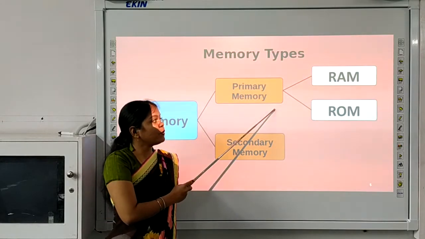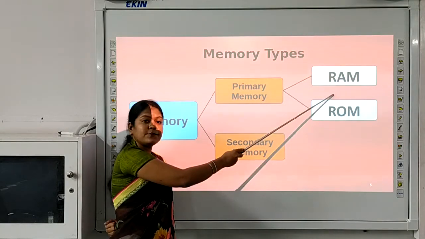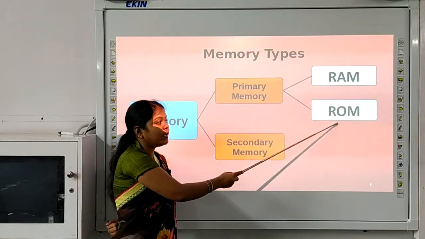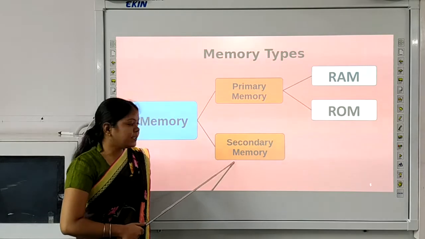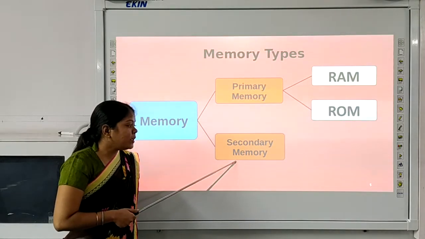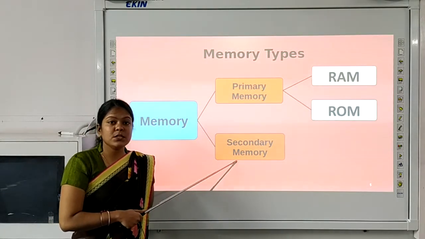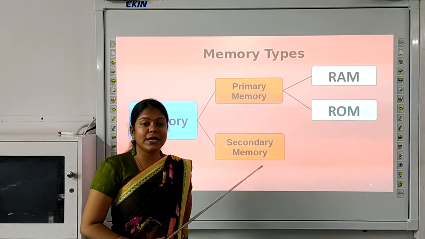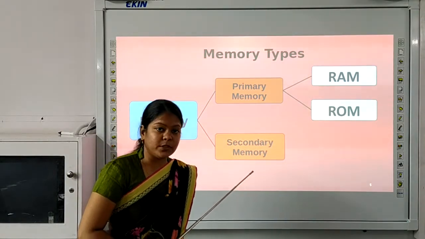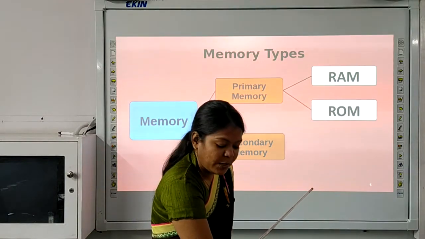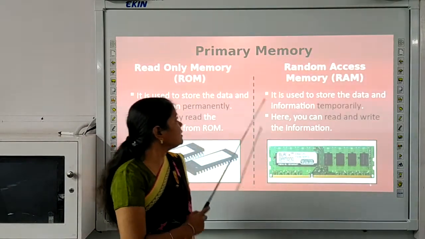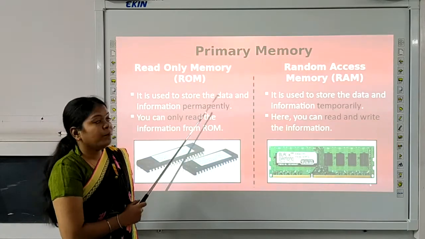We have two types of primary memory. RAM stands for random access memory, and we have ROM stands for read only memory, and we have secondary memory. In the secondary memory, we have some storage devices to store the data which are externally connected to the computer. Okay. So let's discuss each type of memory one by one. This is the types of primary memory.